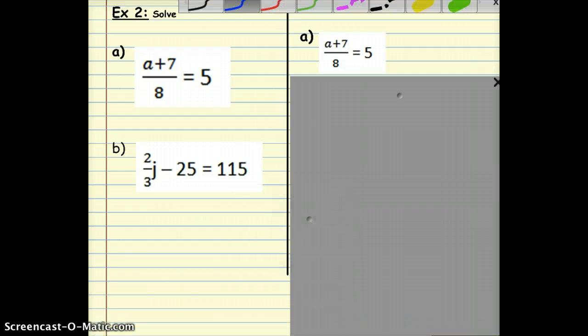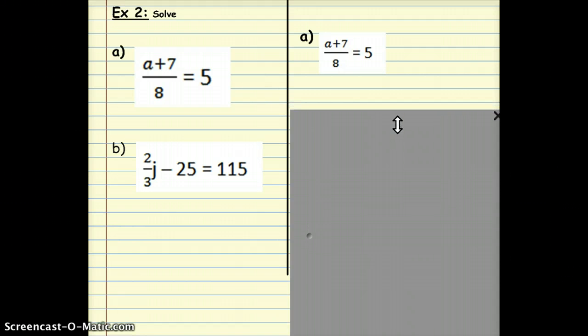Step, so we're going to solve Example A: a plus 7 divided by 8 equals 5. Alright, so what we're going to do here is get the a by itself. It's got 7 added to it, and it's got this divided by 8. Well, the first thing you want to do is get rid of this fraction, just like we were doing in the first examples.